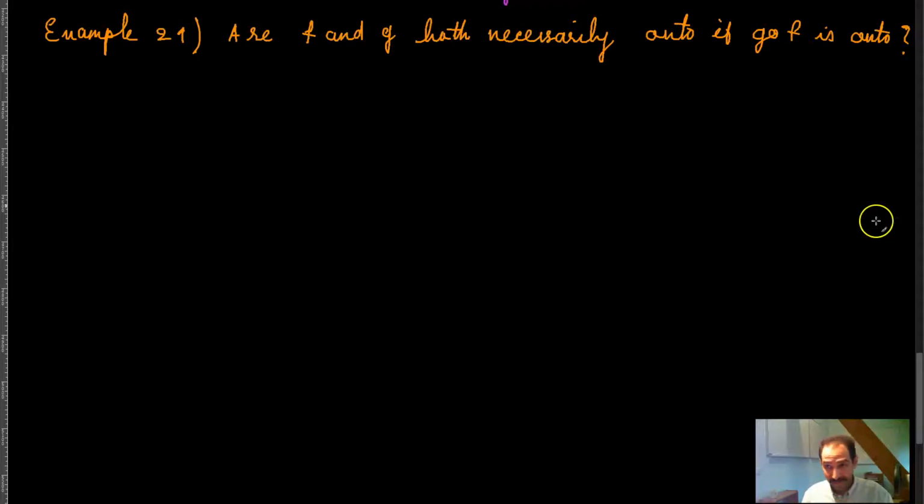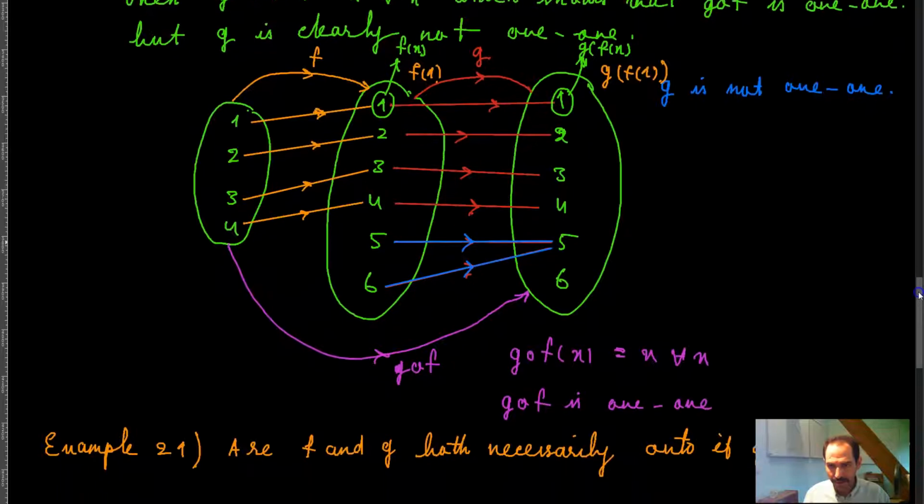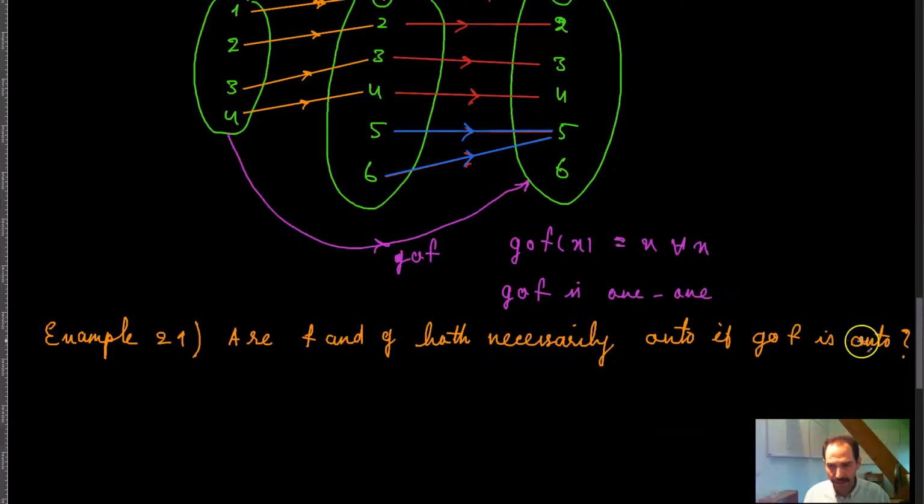So over here we are talking about GOF being 1-1 and asking if F and G have to be necessarily 1-1 for GOF to be 1-1. And here we are asking the same question about GOF being onto, and whether for that to happen, F and G have to necessarily be both onto. So let's see how we can consider that.